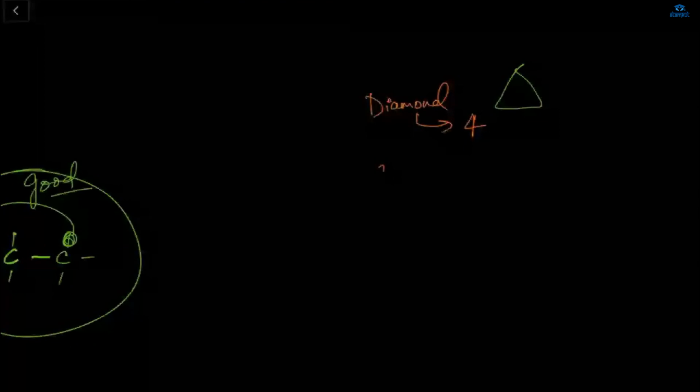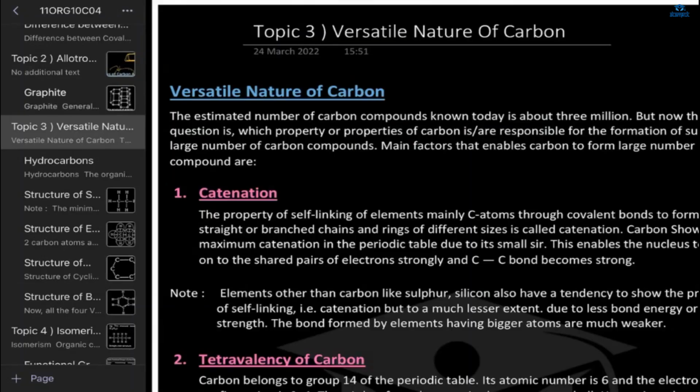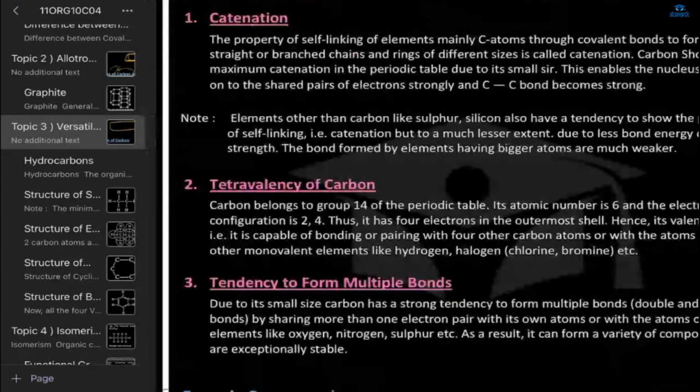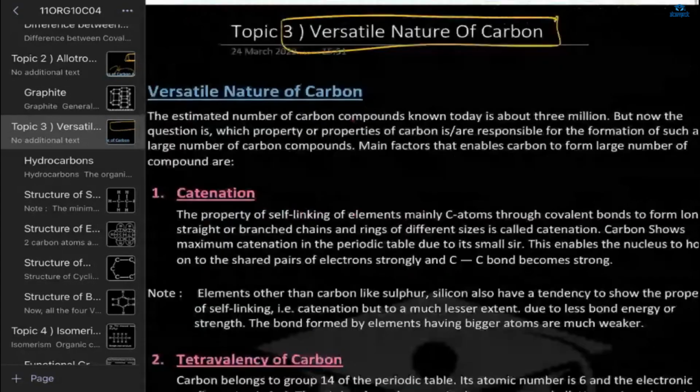And graphite has three carbons bonded, and one is a free electron. That's why it's a good conductor of electricity. Okay, so now the next topic is the versatile nature of carbon. This will start in the next class. Okay, versatile nature of carbon.